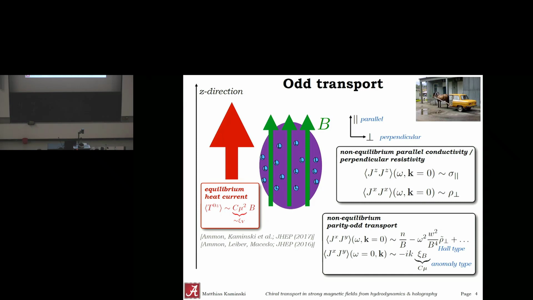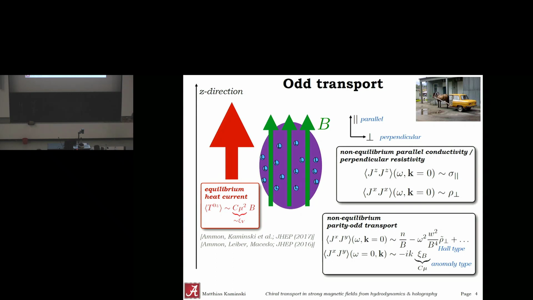And there's a J_x, J_y correlator. Now I choose to set the frequency to 0 and take the momentum limit afterwards. And that's related to an anomaly-type transport. This is actually essentially the chiral magnetic effect. So there's a psi_B here, which is, again, the chiral anomaly coefficient times the chemical potential. Reason for this naming here.